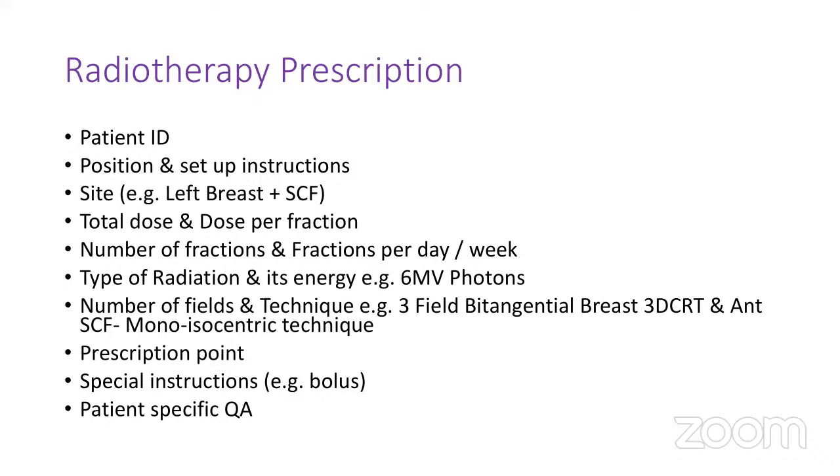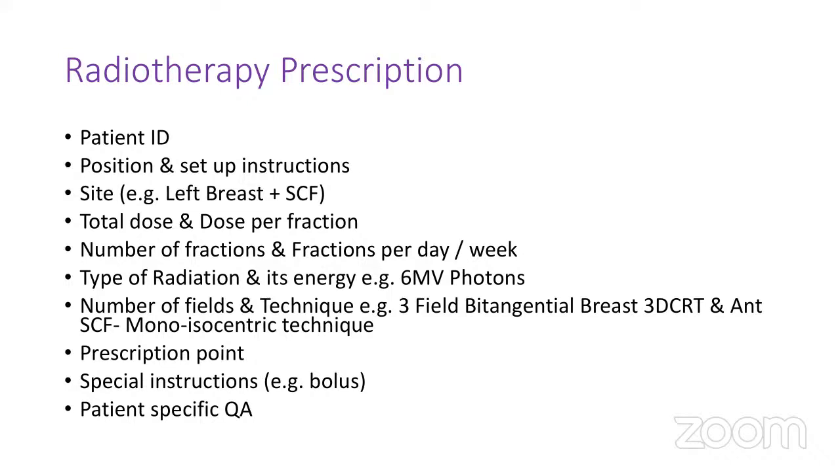And finally, when you see setup, are you getting a reproducible setup? Sometimes, because the initial positioning was such that you have not paid attention to it, it is impossible to get a reproducible setup, or you have not recorded and given proper setup instructions. Site has to be mentioned, total dose per fraction, number of fractions per day or per week, type of radiation, number of fields and techniques. Very important, I have not talked about special techniques, but the technique has to be clearly spelled out and everyone should know what the prescription point is.